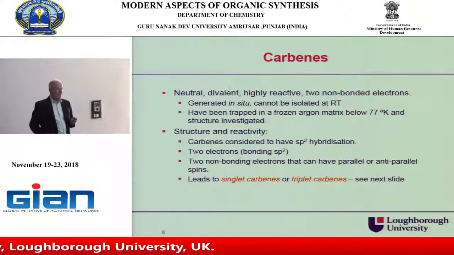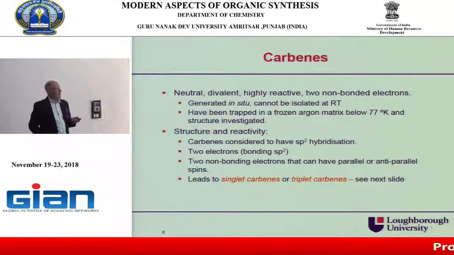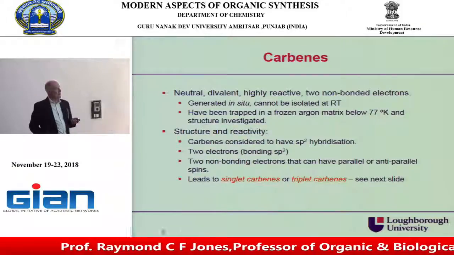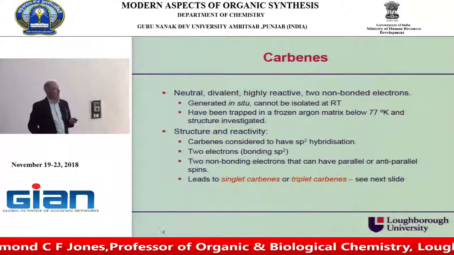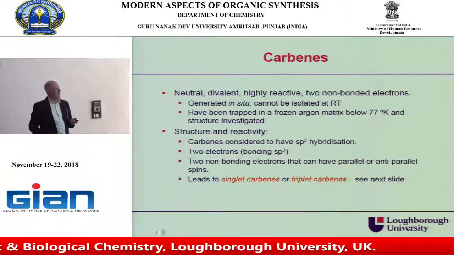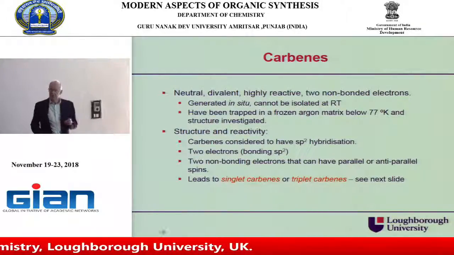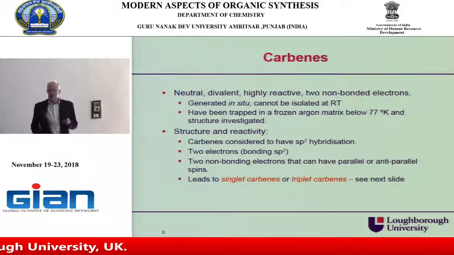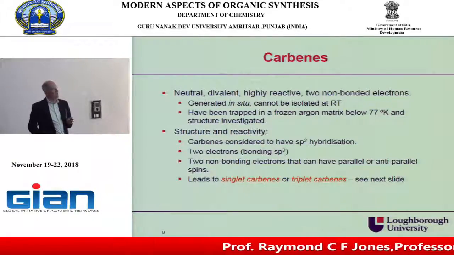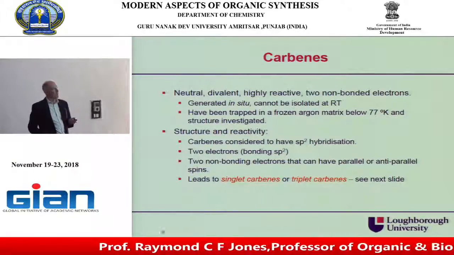So let's look at carbenes. These are neutral, no charge. They're divalent or 2 coordinate carbon, highly reactive, and they have 2 non-bonded electrons. So divalent, 2 non-bonded electrons. These are 6 electron species around carbon. 4 electrons in 2 covalent bonds and 2 non-bonded electrons.